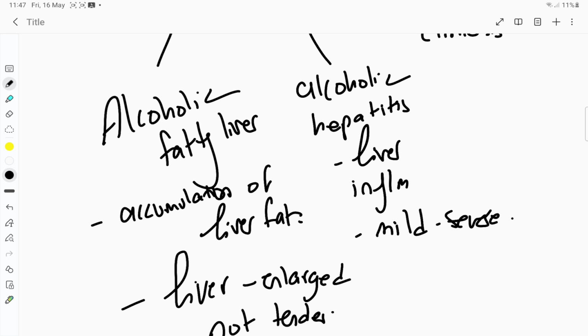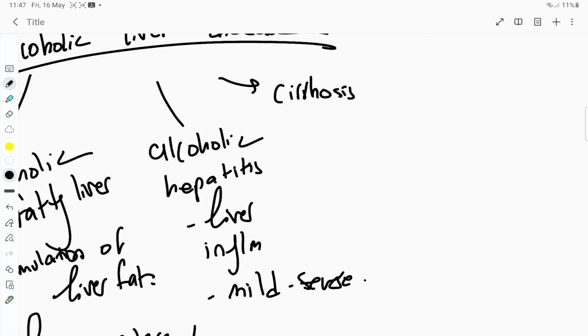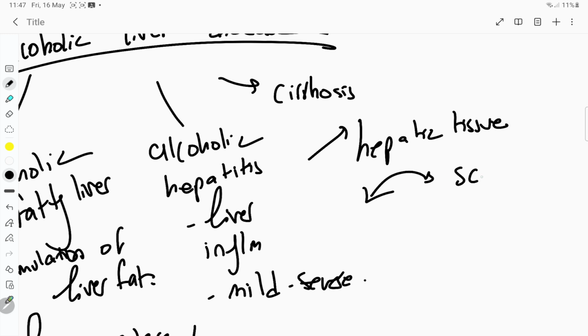Cirrhosis is when a large amount of hepatic tissue is permanently replaced with non-functional scar tissue. So, a large amount of hepatic tissue means liver cells are replaced with scar tissue, known as fibrosis.